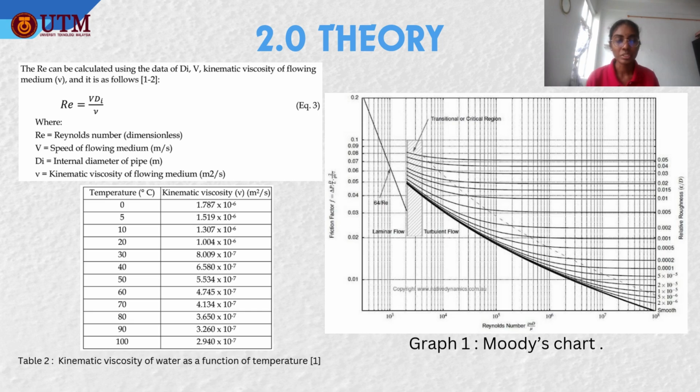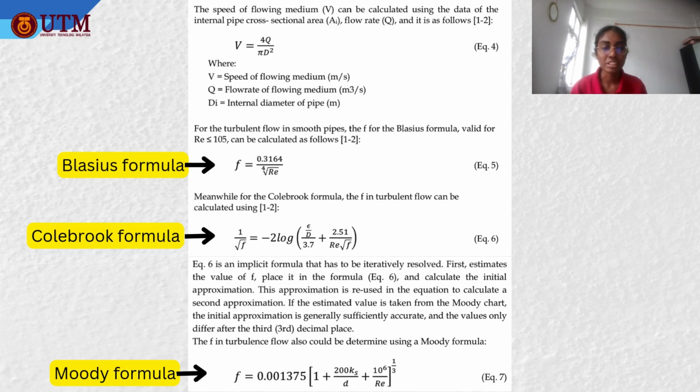Equation 3 is the formula to calculate the Reynolds number. By using Reynolds number and relative roughness, we can obtain value for friction factor from the Moody's chart. There are three ways to find friction factor. Either we take directly from the Moody's chart, or we use Blasius's formula or the Colebrook formula. Blasius's formula is only valid for Reynolds number below or equal to 10^5. If we use Colebrook formula, we have to use the iteration method to solve.